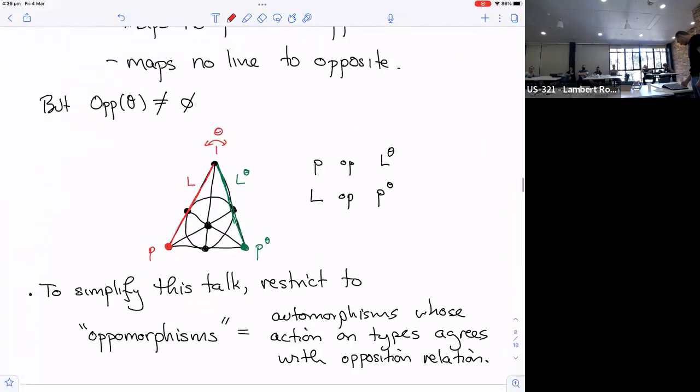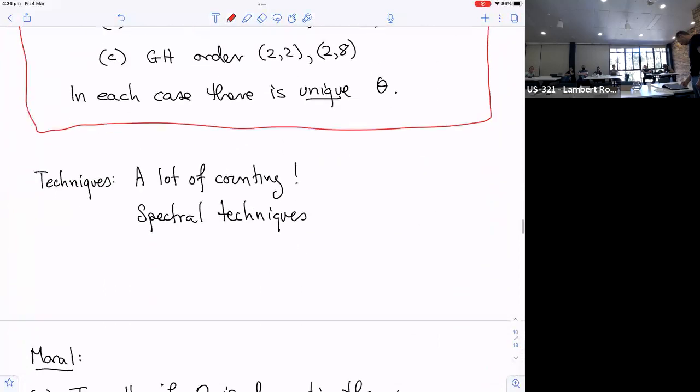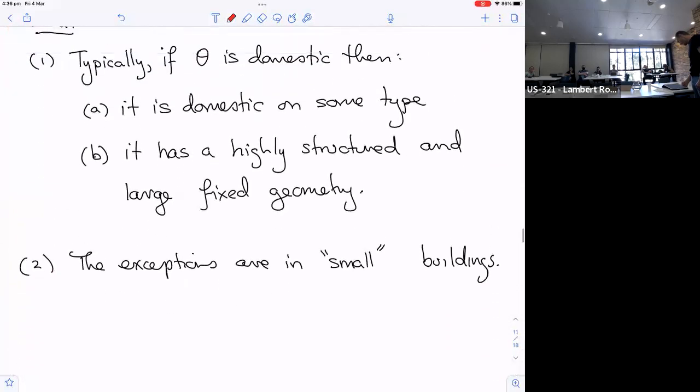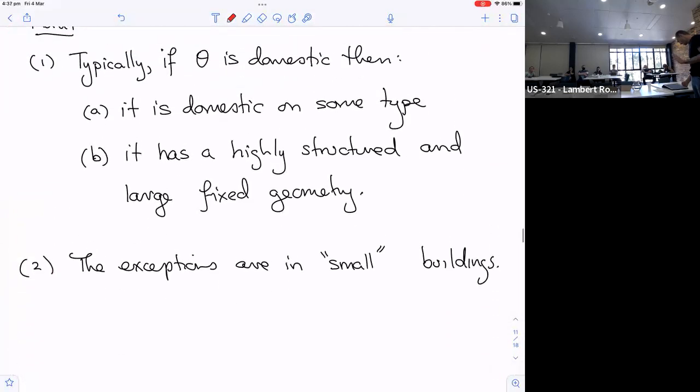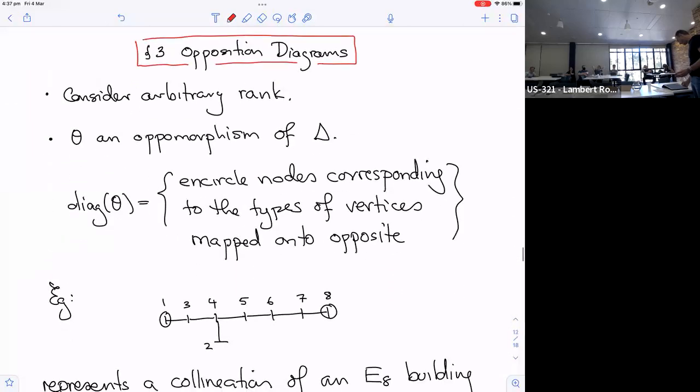Good, so we're almost done. We're almost in the general case anyway. So that was the moral. The moral is that it's domestic because it's domestic on some vertex type, a highly structured fixed geometry. The exceptions are very rare and small.